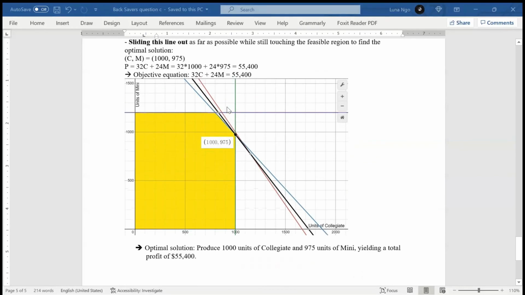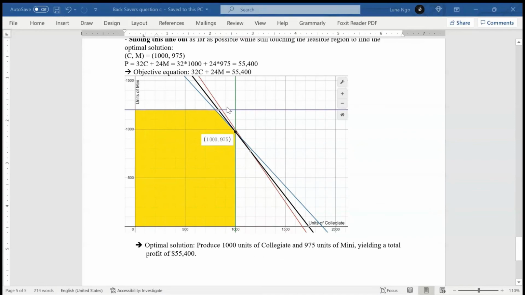Therefore, the optimal solution is to produce 1,000 units of collegiates and 975 units of mini, yielding a total profit of $55,400, the maximized one.